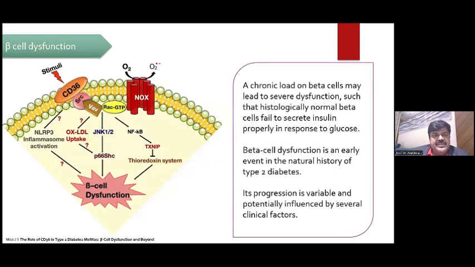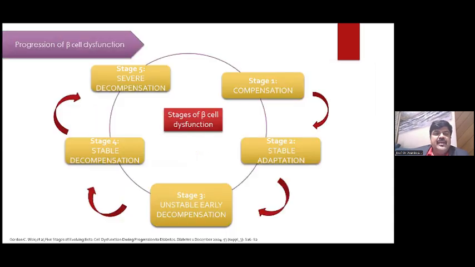type 2 diabetes. You can see this slide, a very busy slide, but it explains very simply that a chronic load on the beta cells may lead to severe dysfunction, such that histologically normal beta cells fail to secrete insulin properly in response to glucose. So beta cell dysfunction is an early event in the natural history of type 2 diabetes. Its progression is variable and potentially influenced by several clinical factors.